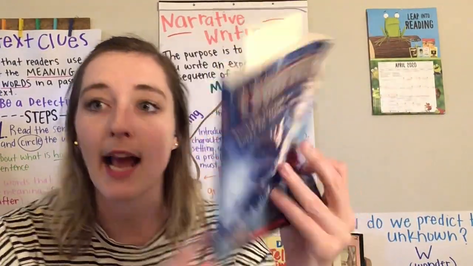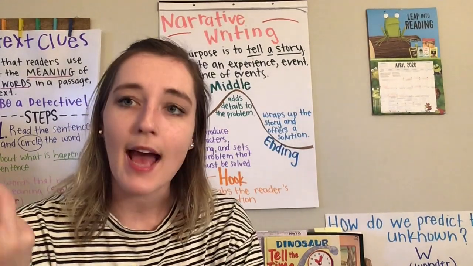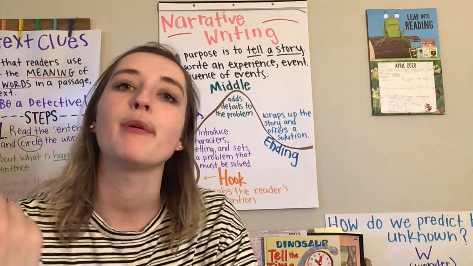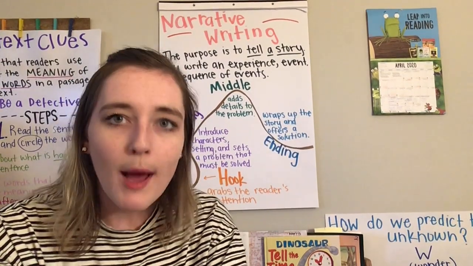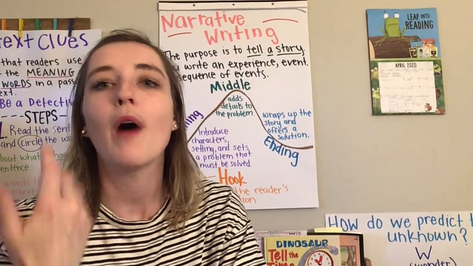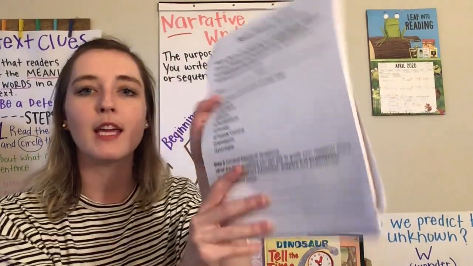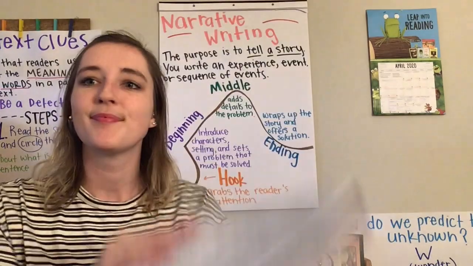So I'm going to use, again, I Survived as kind of an example. We're talking about the eruption of Mount St. Helens. So I would maybe ask, what happened when Mount St. Helens erupted? How do you prepare for Mount St. Helens to erupt? And what happened after Mount St. Helens erupted? So those are kind of 3 guiding questions that I can be writing right here.